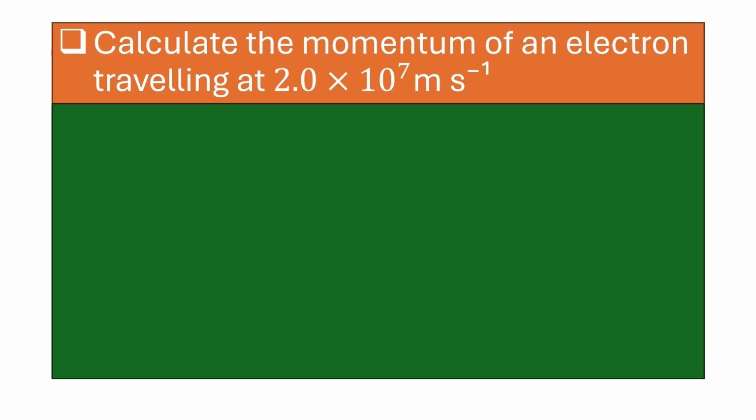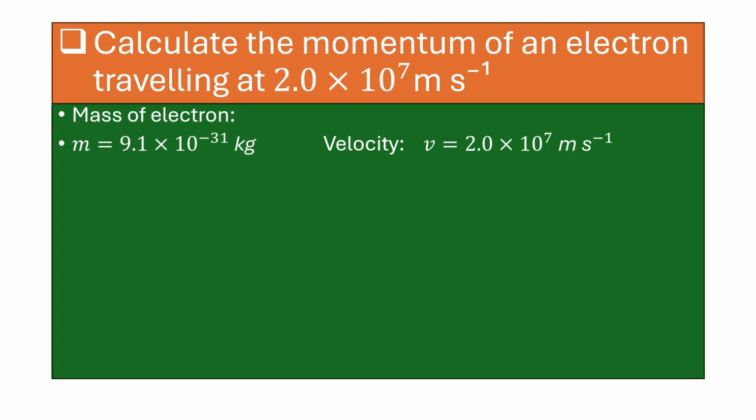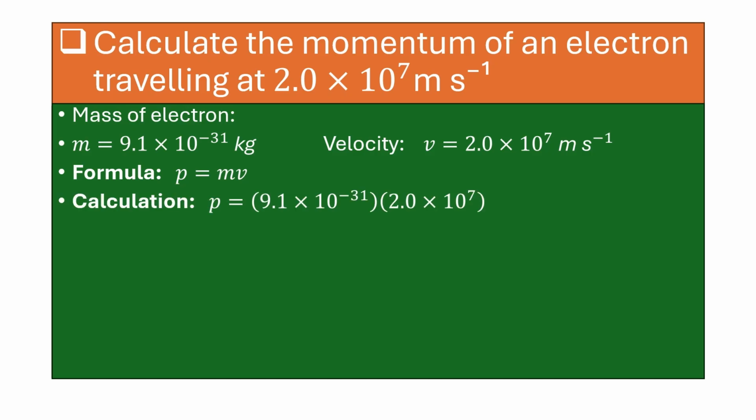Calculate the momentum of an electron traveling at 2 into 10 to power 7 meter per second. So mass of the electron, I'm sure you all remember, is 9.1 into 10 to power minus 31 kg, and velocity is given as 2 into 10 to power 7 meter per second. So what's the formula, students? p is equal to m into v. Calculation again plays a major role. So first write down mass and velocity. Now, first step to make the calculation easy, you just multiply these numbers. So you get 18.2.